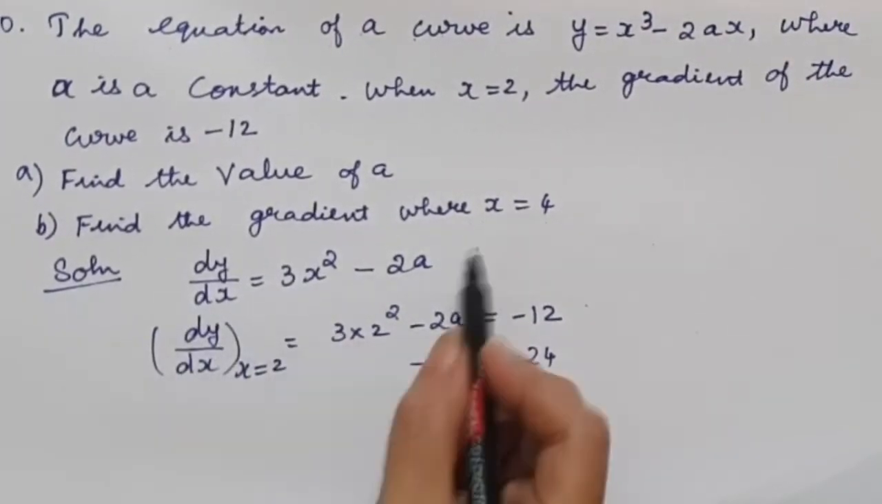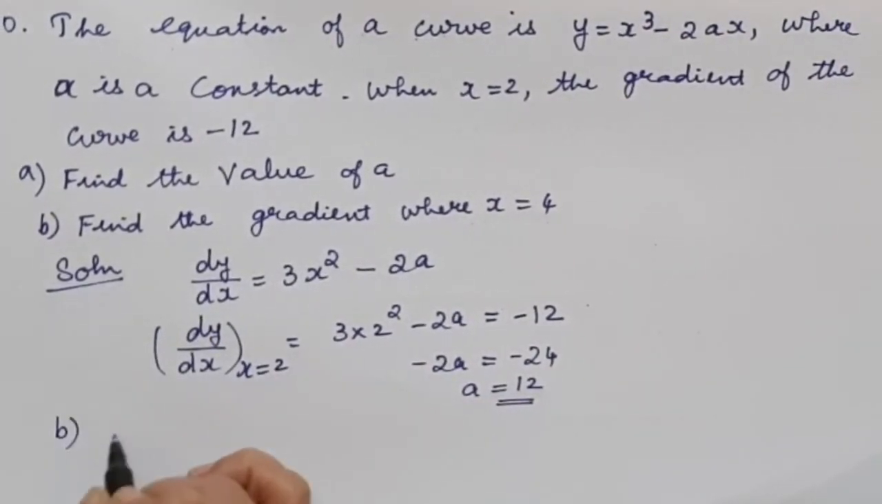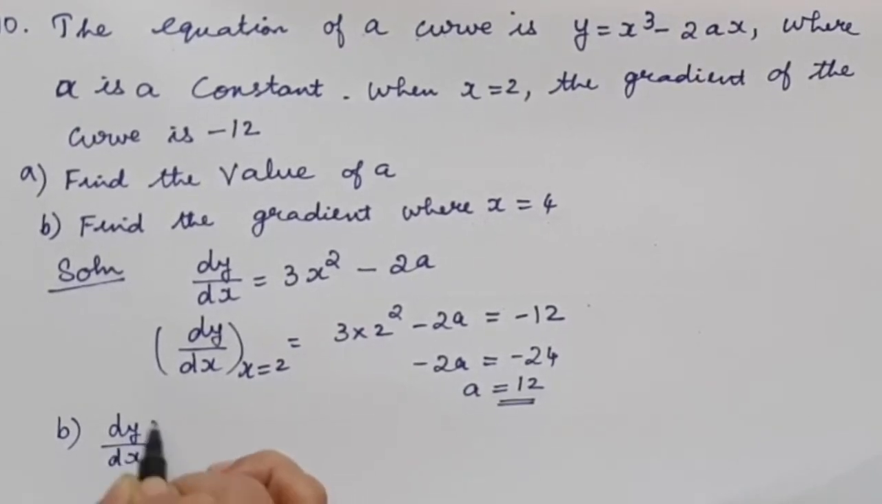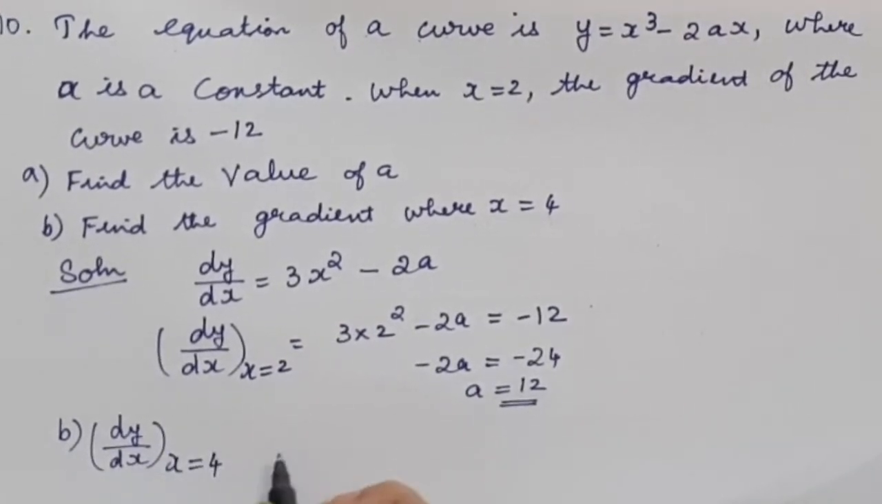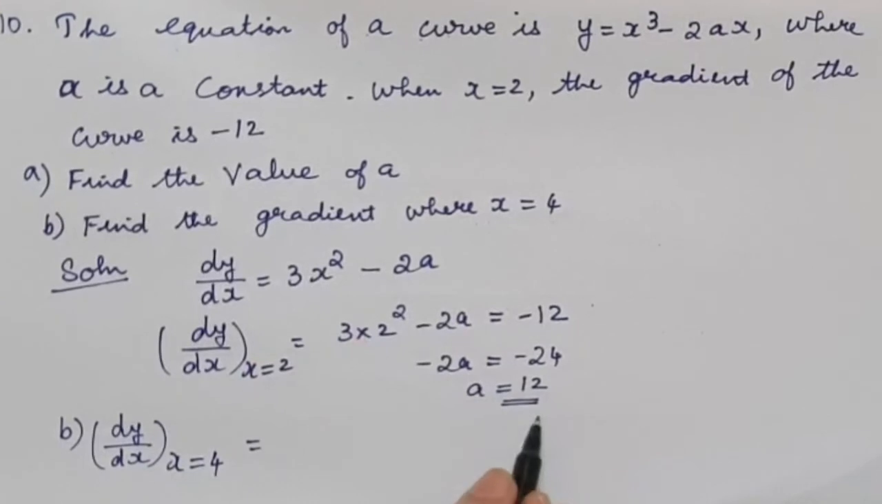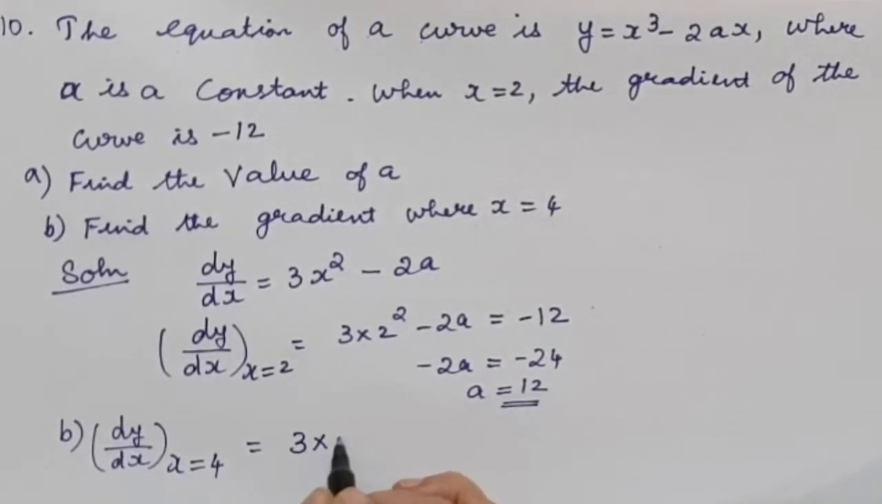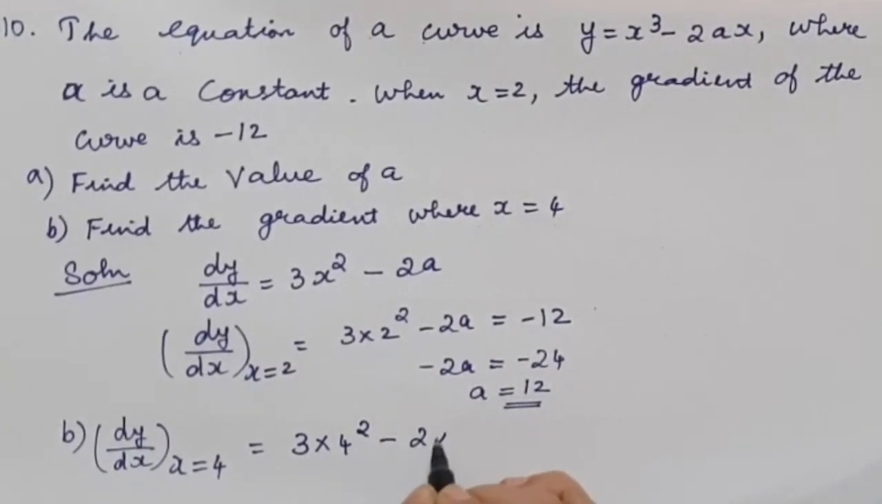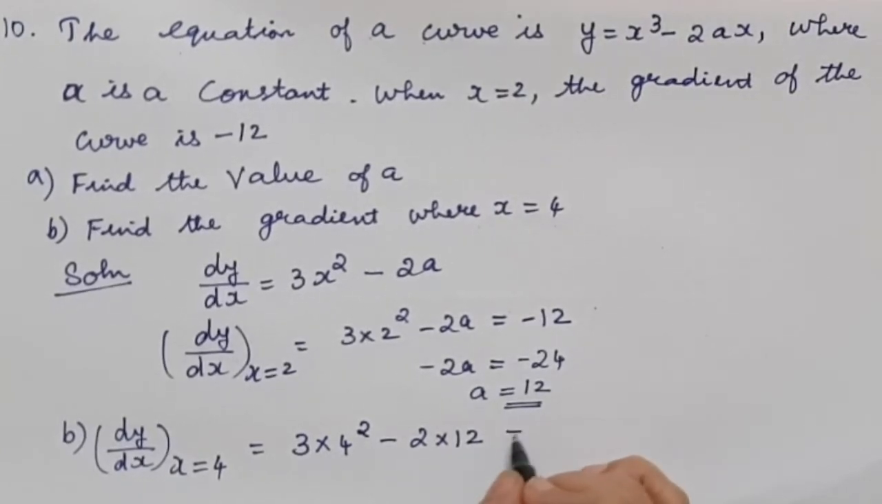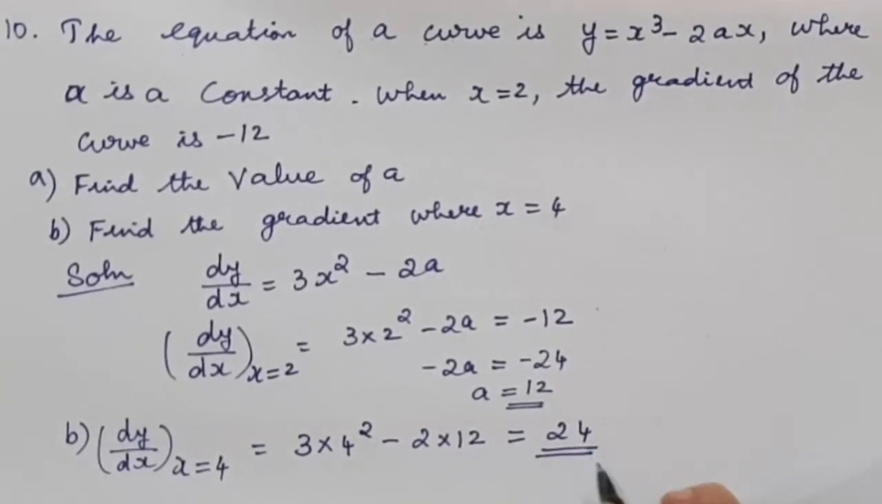Now we need to find the gradient when x equal to 4. dy by dx at x equal to 4. Our value for a is 12. So 3 into 4 square minus 2 into 12. So it will be equal to 24.